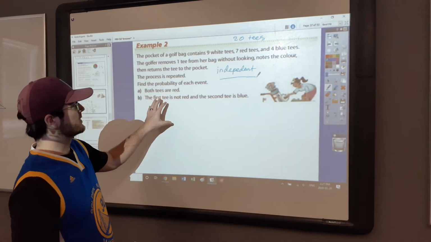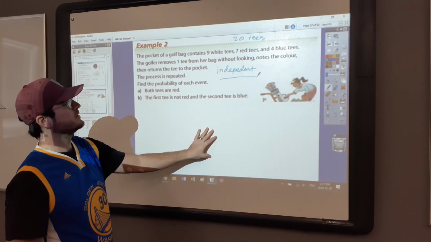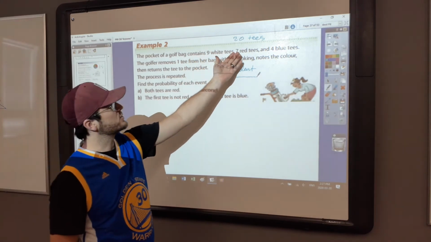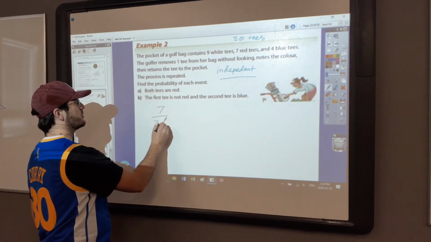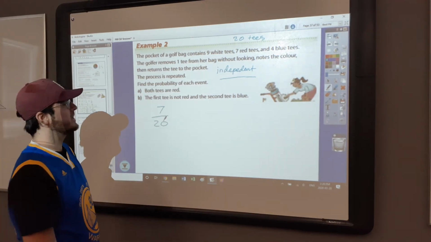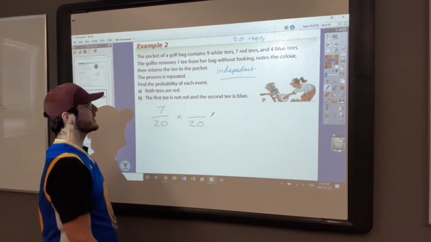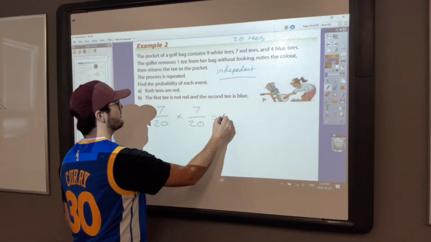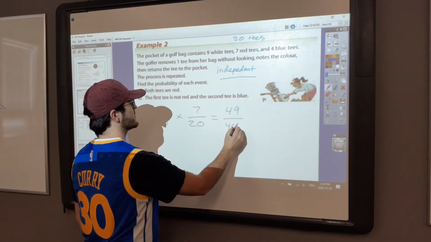We just have to find the probability of being red once and then do that again. There's 20 tees, 7 of them are red, so for the first event, there's a 7 out of 20 probability that you pull out a red tee. You put it back in, so there's still 20 tees in there, and the probability of picking out a red one is again 7 out of 20. You can multiply the tops, multiply the bottoms.